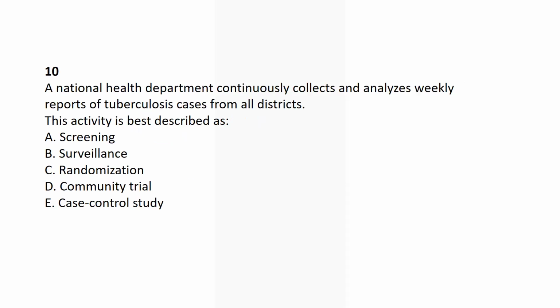Question number 10. A National Health Department continuously collects and analyzes weekly reports of tuberculosis cases from all districts. This activity is best described as option A, screening, B, surveillance, C, randomization, D, community trial, and E, case control study. B is the right answer, which is surveillance, because they are continuously collecting the data.